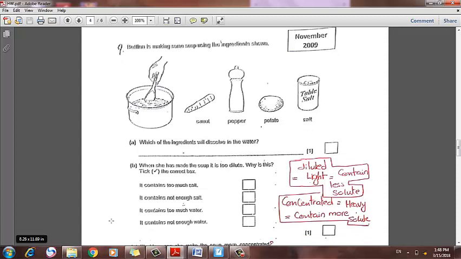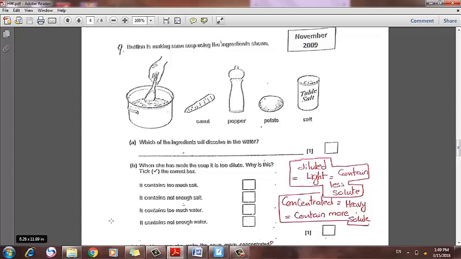Petalina is making some soup using the ingredients shown: carrot, pepper, potato and salt. Which of the ingredients will dissolve in water? It's salt. When she has made the soup, it's too dilute, and I told you dilute means light.